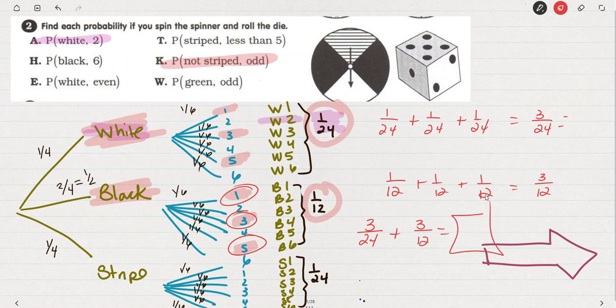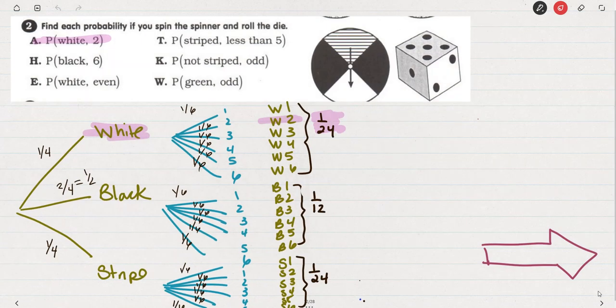I'm going to leave that adding to you. You could add with your calculator, or you could reduce and then add, but you'll need a common denominator.